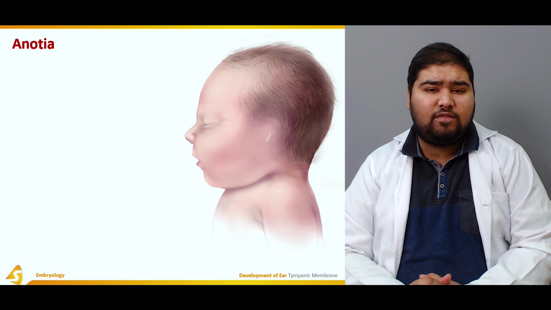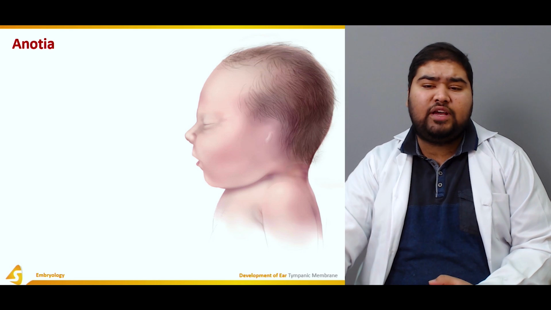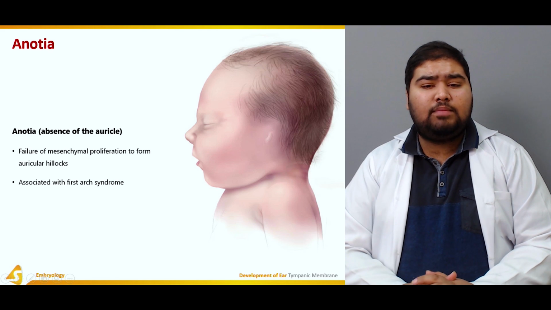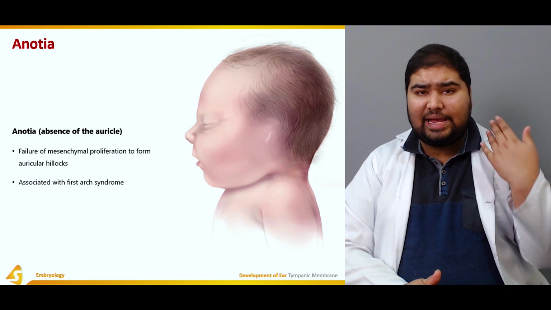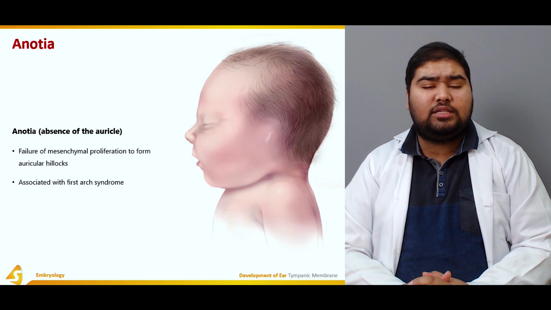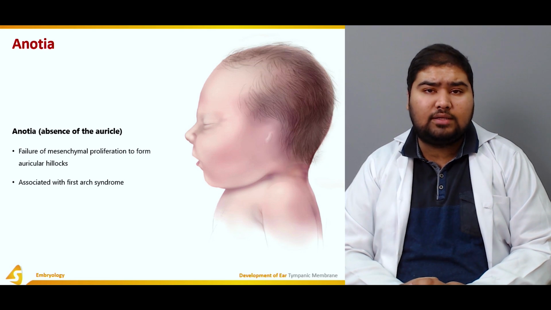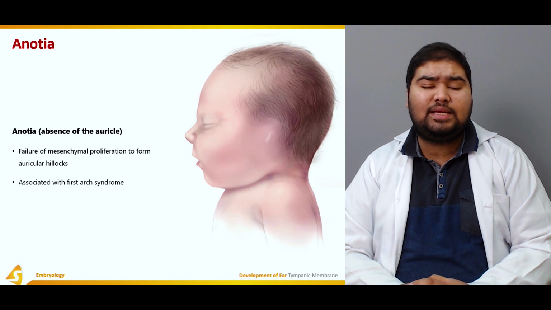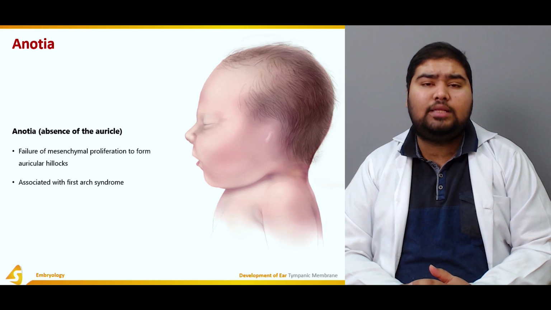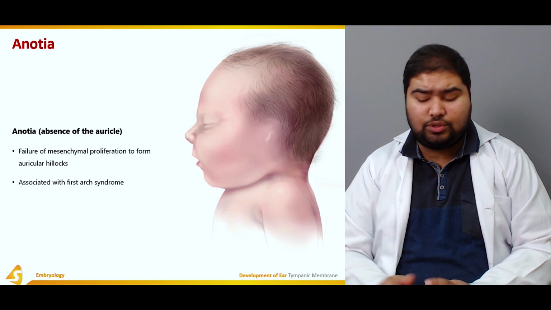Anotia is absence of ear. Whenever there's an 'a' before something, it usually means absence. In the figure you can see there's no ear or the absence of ear. So anotia means absence of the auricle, that is the external ear. The middle and the inner ear components might be present. It's due to the failure of the mesenchymal proliferation to form the auricular hillocks. So the auricular hillocks, which were 6 in number and responsible for the production of external ear auricle, do not form. It is associated with first arch syndrome usually.